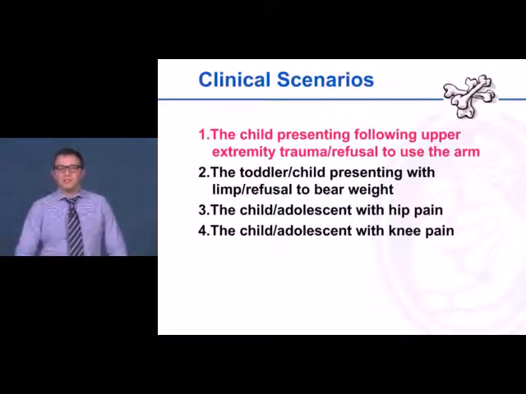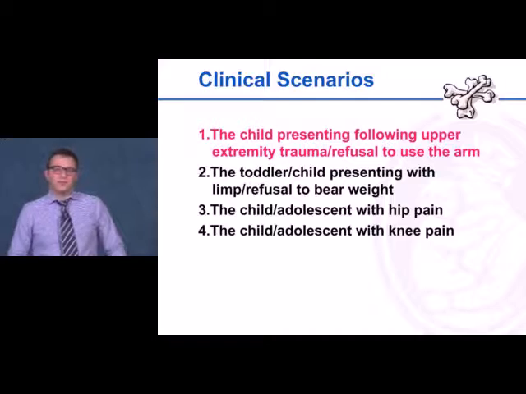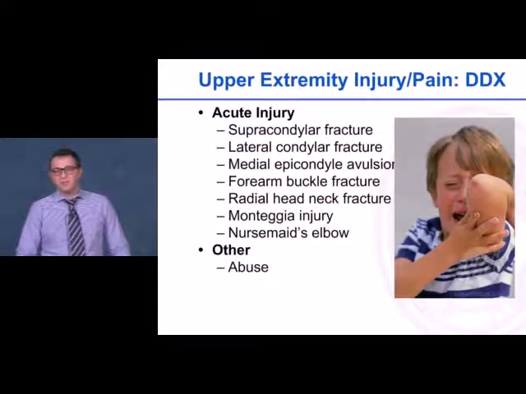So going back to our clinical scenarios, the first scenario we'll talk about is the child presenting following upper extremity trauma, refusing to use the arm. When you think about upper extremity trauma, it's a pretty wide diagnosis, a pretty wide differential diagnosis.